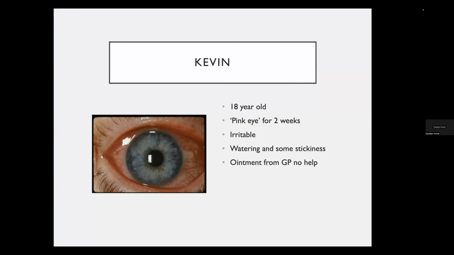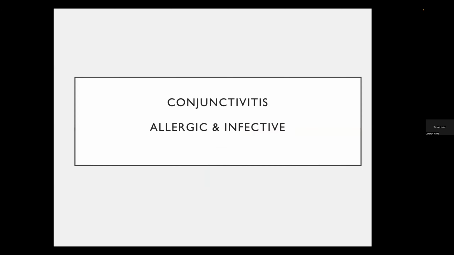So it's very difficult to do questions and answers when you do these presentations, but have a think. If you've seen somebody who's 18 years old, got a little bit of a pink eye for a couple of weeks, otherwise absolutely fine, bit watery, a little bit sticky, he's had some ointment from the GP, hasn't really done much. What would you think it is? Hold that thought in your mind, because in a minute I'll give you the answer.